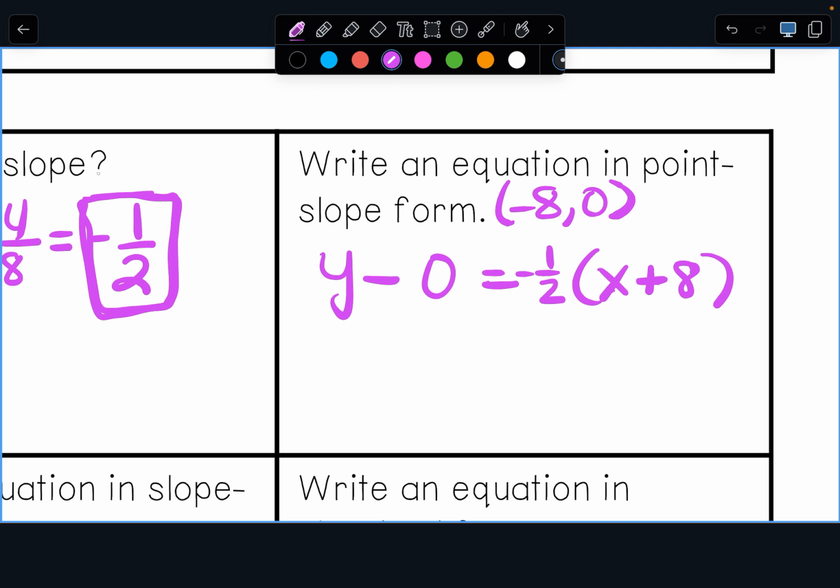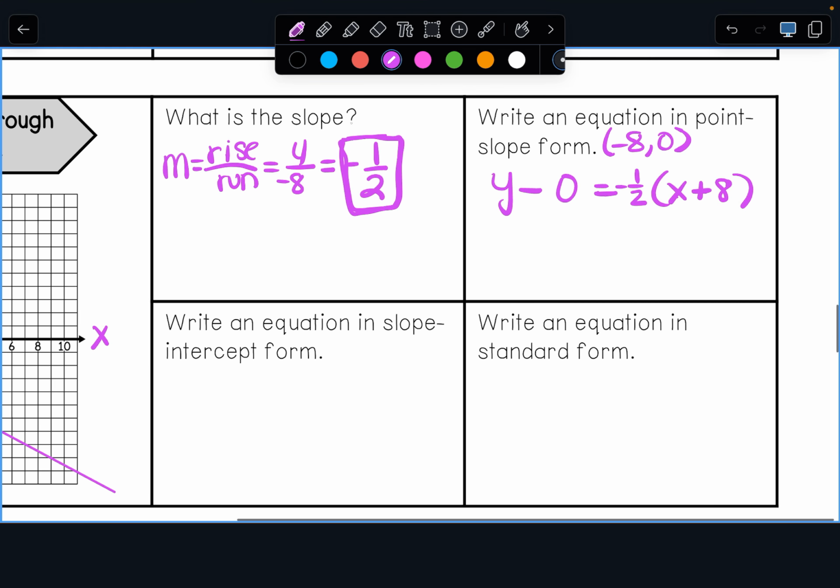If they want us to write this equation in slope intercept form, what do we do? Solve. Solving requires us to first distribute, and once you distribute, you don't do anything with the 0. So -1/2 times x, -1/2 x, and -1/2 times 8. What's half of 8? Yeah, -4.